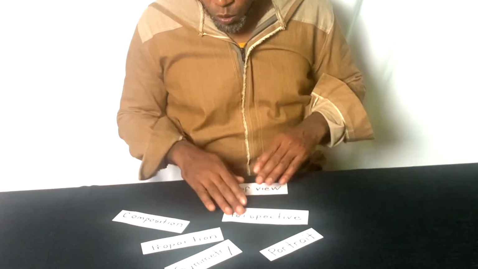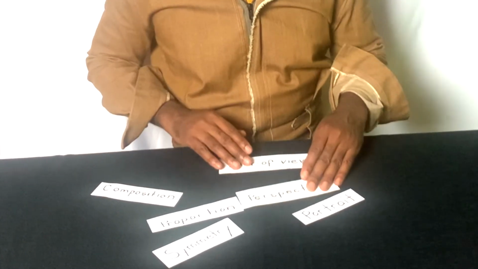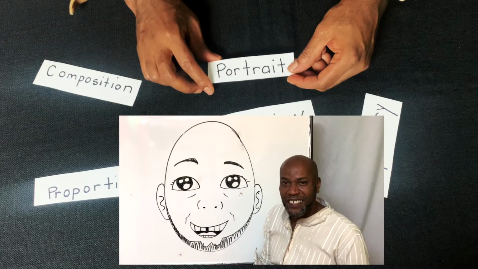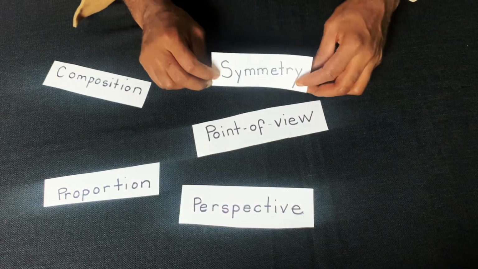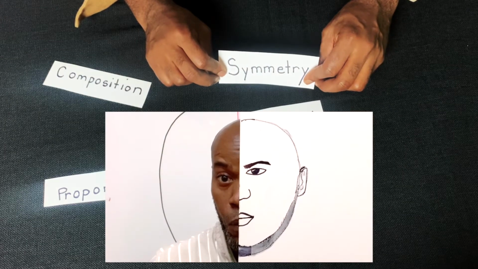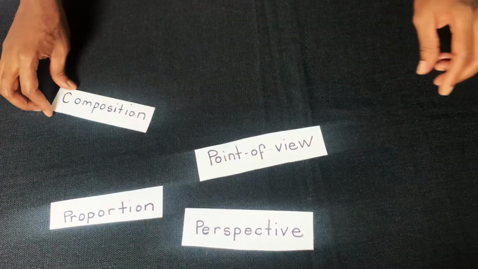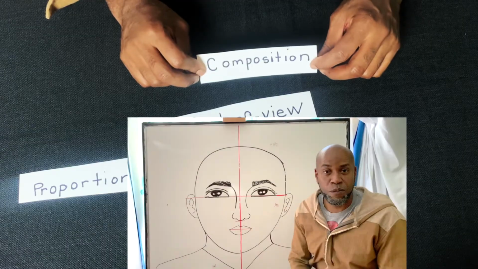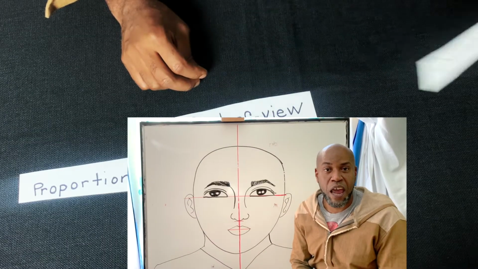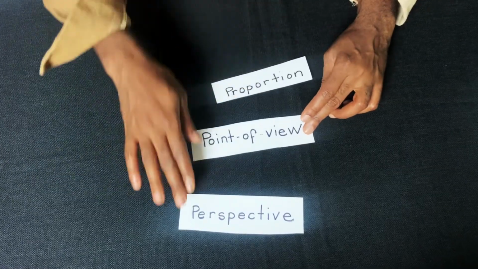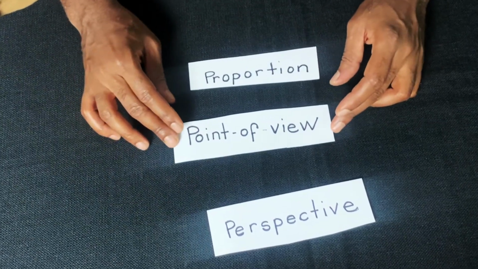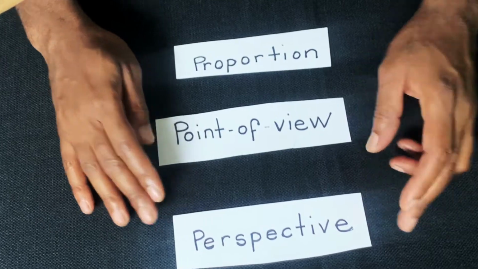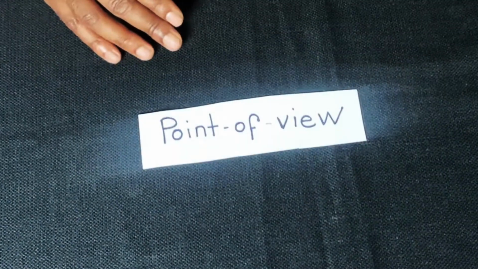I was just sitting here looking at all of our art vocabulary words and deciding which one we're going to focus on today. Well, we've already done portrait, so I'll put that aside. When we were doing our portrait, we learned a lot about symmetry, so I'll put that to the side. But we practiced our composition. So that leaves 3 art vocabulary words to consider. We have proportion, point of view, and perspective. Let's focus on point of view today.